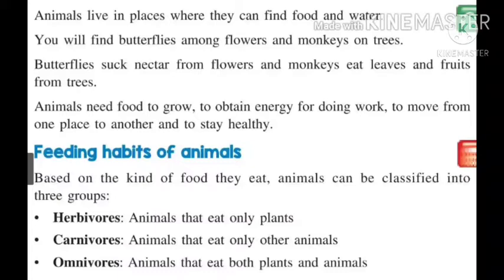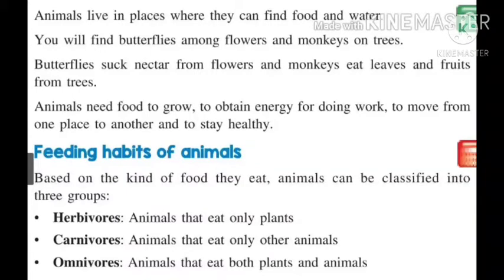Now, feeding habits of animals. Based on the kind of food they eat, animals can be classified into 3 groups. As they are eating different types of food, we have divided them into 3 groups, like herbivores, carnivores and omnivores.